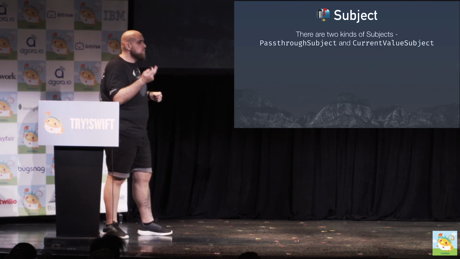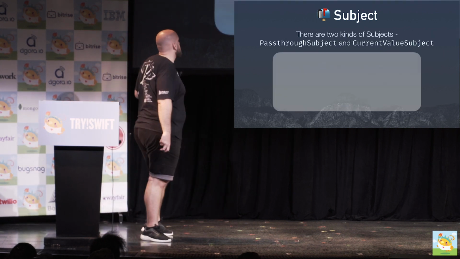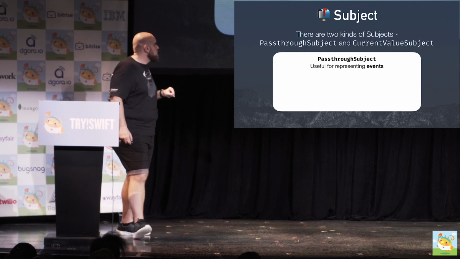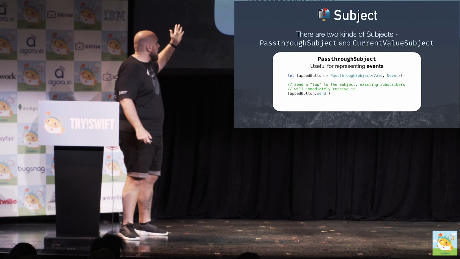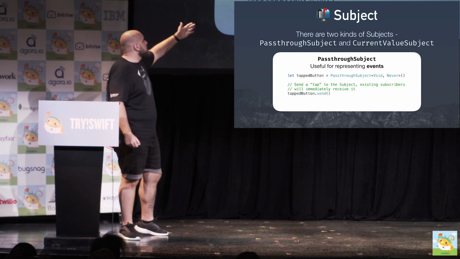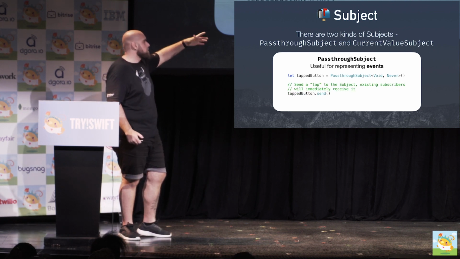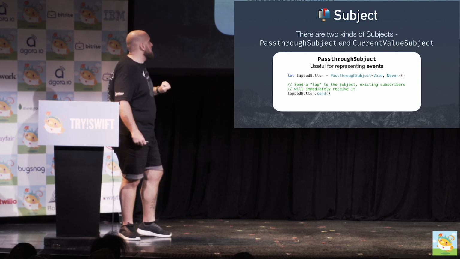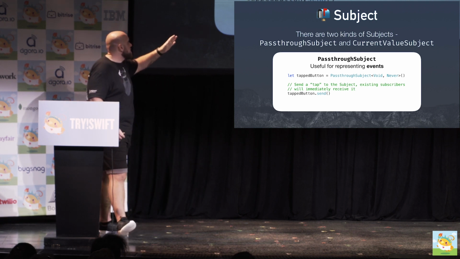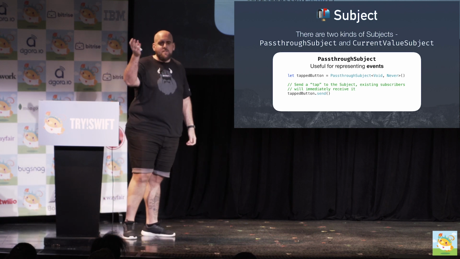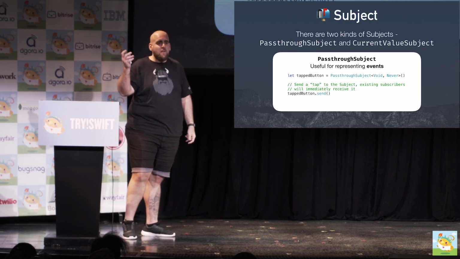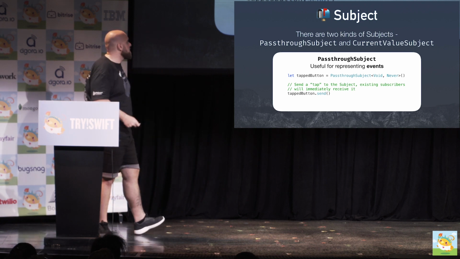So in Combine, we have 2 kinds of subjects provided for us. The first one is called a pass-through subject, which is really useful for presenting events, things that happened. For example, a tap event. I can have a tapped button pass-through subject whose output is a void and never errors out, and I can just send an event to it, sending a tap to the subject. And existing subscribers will be notified that this tap happened and can react to that and update the app accordingly.